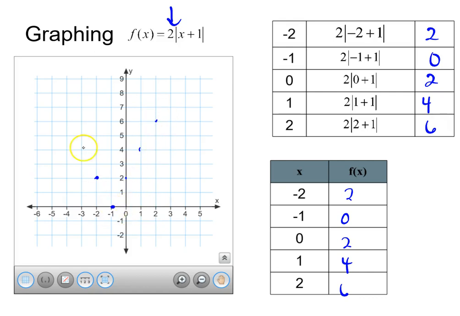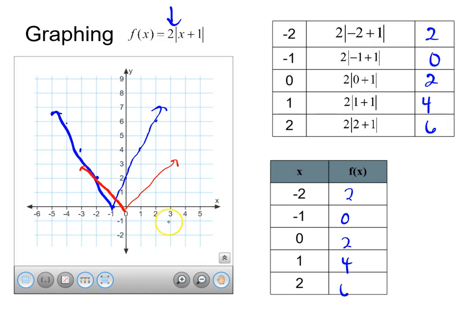Now, since we know these absolute value graphs are going to be symmetrical, we can go ahead and plot the mirrored points for these on the other side. I didn't quite get those points on the right spots, but they're close. Now let's compare this graph to the parent function. The parent function is right here.